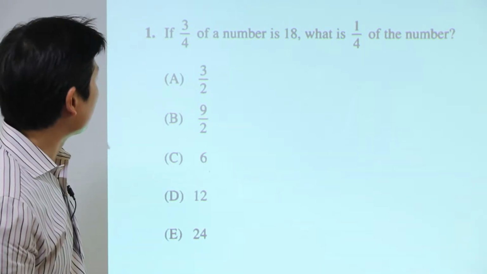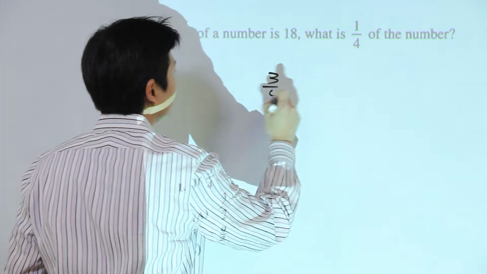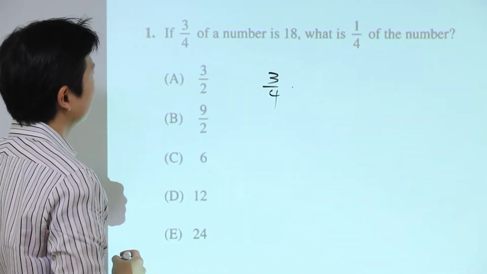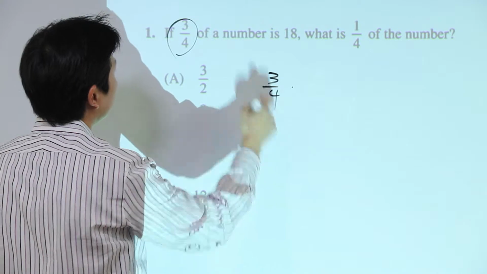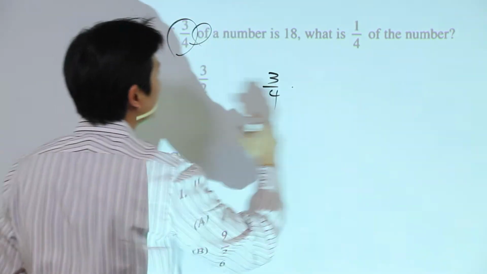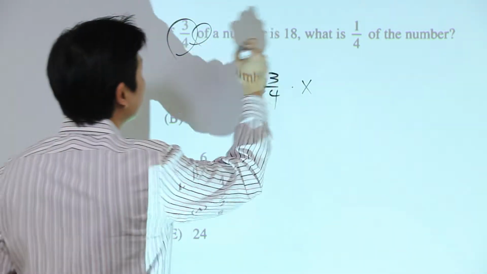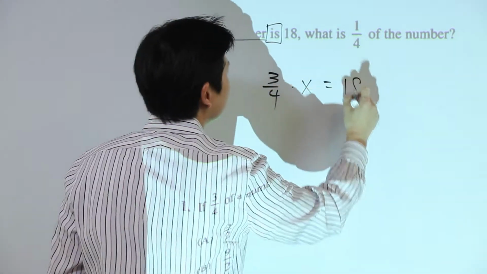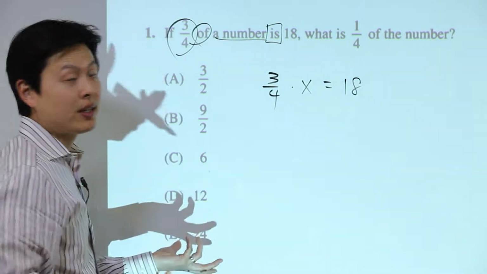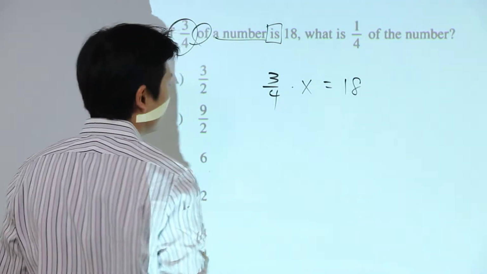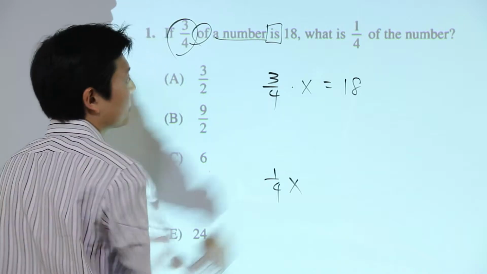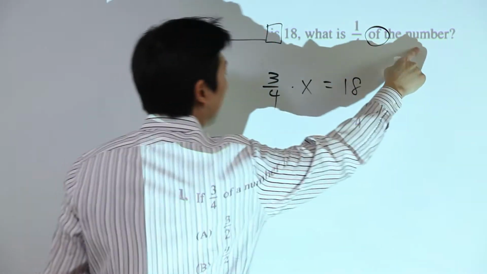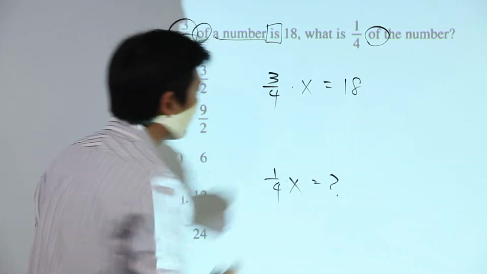If 3/4 of a number, so 3/4 of, what does of mean in math? Of means multiplication, right? If 3/4, so that's this one, of means multiplication, a number is just an x, some variable, right? Is the equal sign, 18. So that's the equation they give us. What is 1/4 of the number, right? So they're asking for 1/4 of the number. 1/4 is 1/4. Of means multiplication. The number means x. So what is 1/4 of the number?